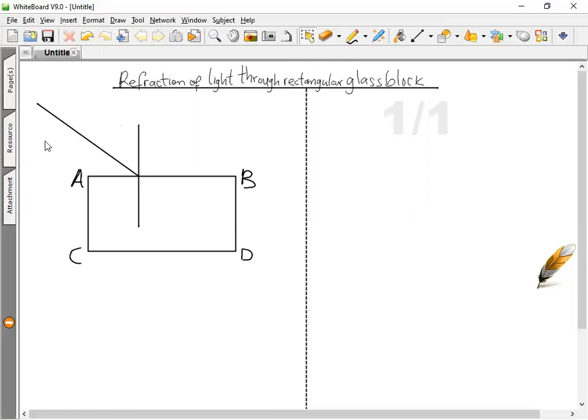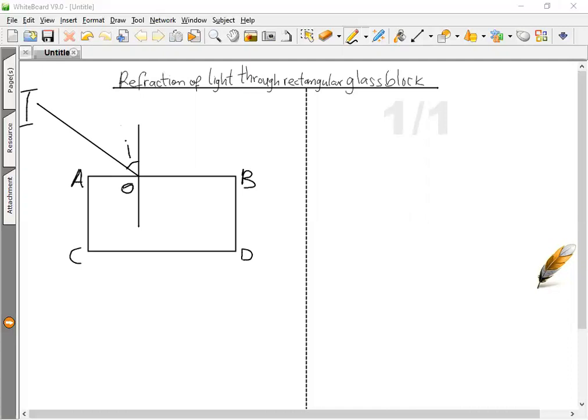Over here will be your angle of incidence. Okay, that will be the angle of incidence. Let's say that is our point O.